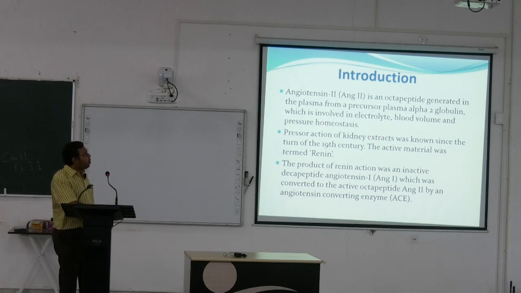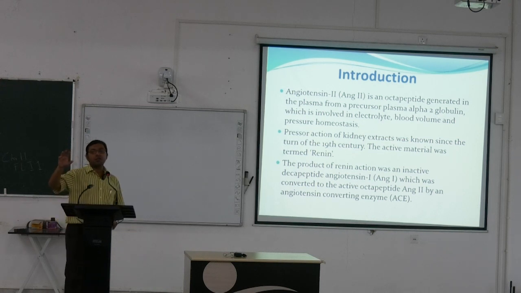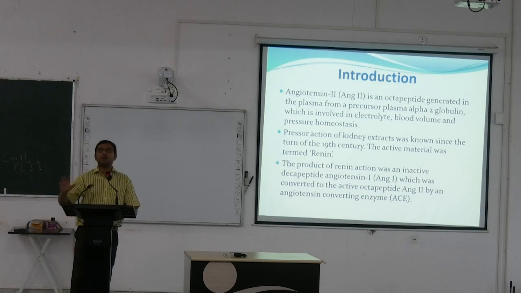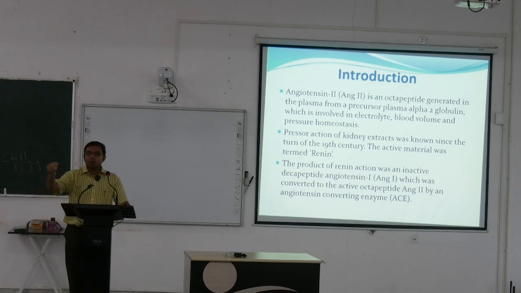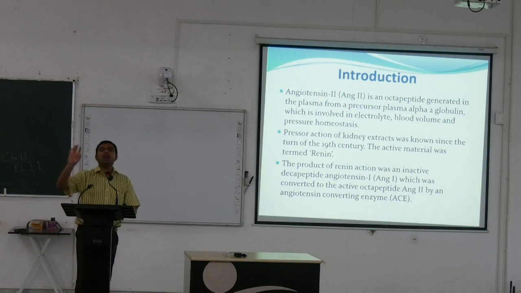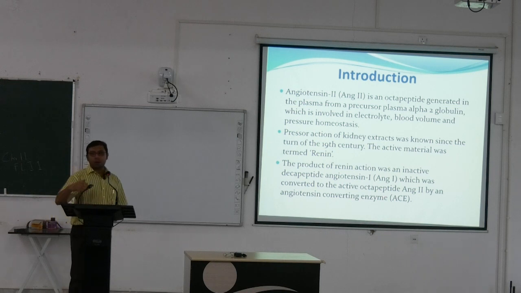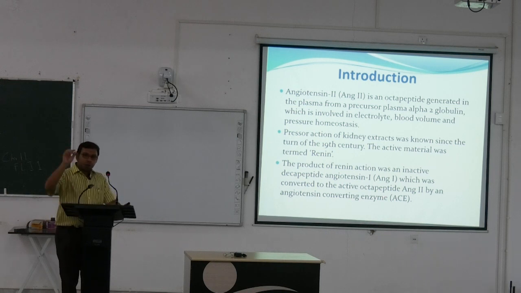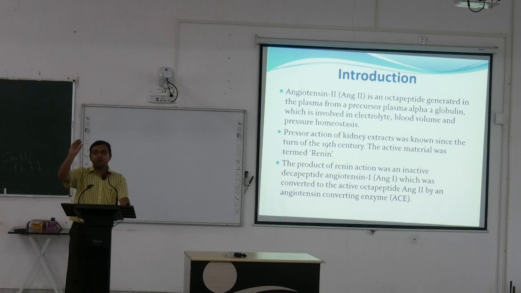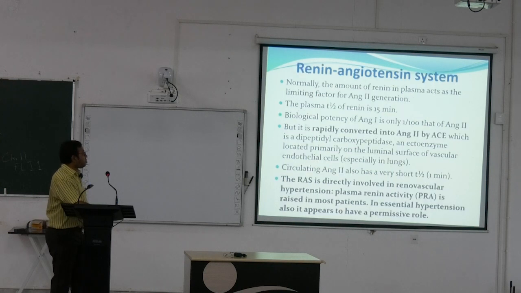The pressor action of kidney extracts was known since the 19th century. Since the 19th century, it was known that something chemical is present, and since it is obtained from the renal tissue, it is known as renin. Now the product of the renin action was an inactive angiotensin 1, which is converted to angiotensin 2 by means of angiotensin converting enzyme. As I was already saying, angiotensin 2 is formed from angiotensin 1 by cleaving by angiotensin converting enzyme.